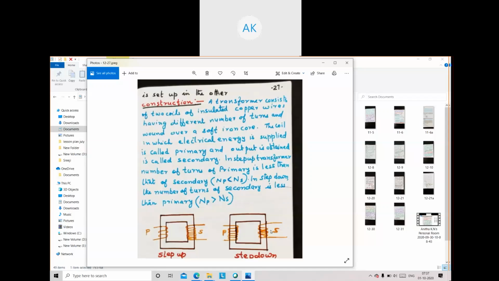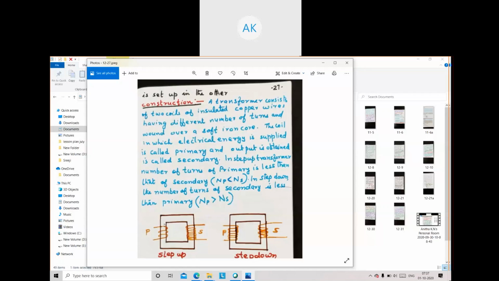So here, in a step-up transformer, the number of turns in the secondary is more than the number of turns in the primary. In a step-down transformer, the number of turns in the secondary is less than in the primary. That is written here: a transformer consists of two coils of insulated copper wire, having different numbers of turns wound over a soft iron core.